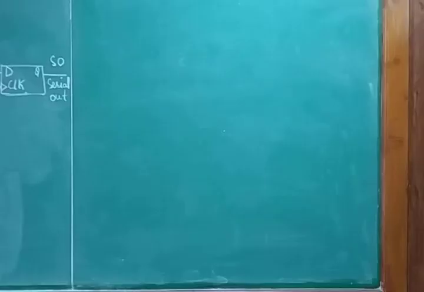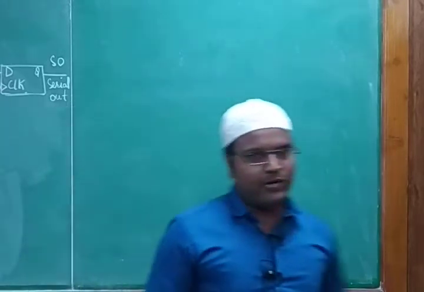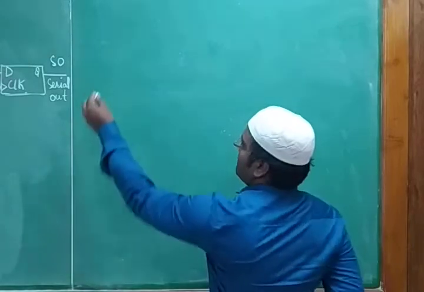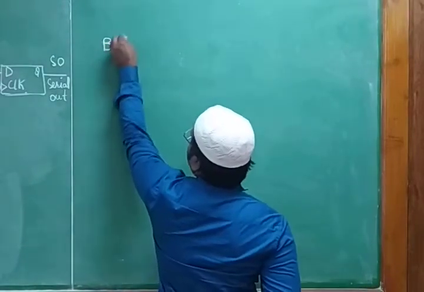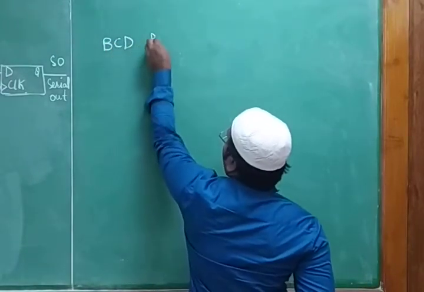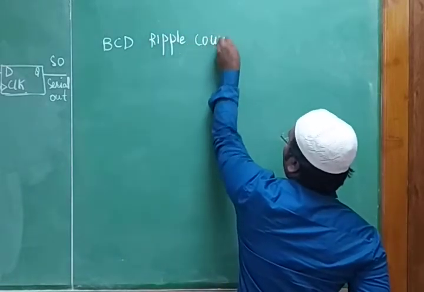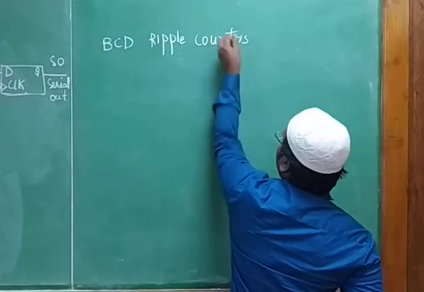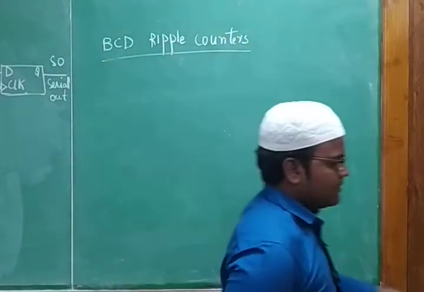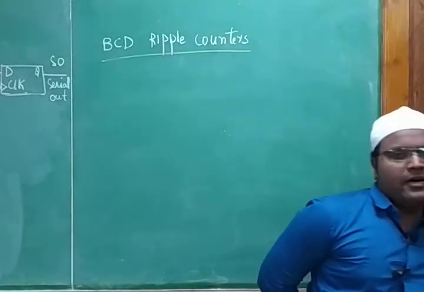So students, next we will take how to design the ripple counter. One example I'll take is the BCD ripple counter. There are different types of counters. One is the synchronous, another is the ripple counter.